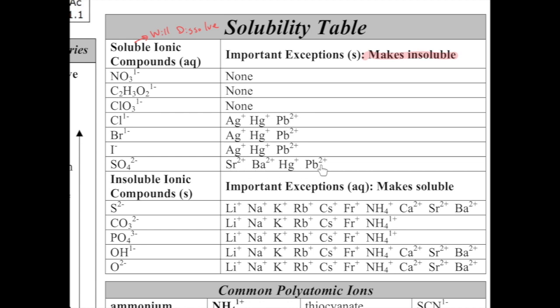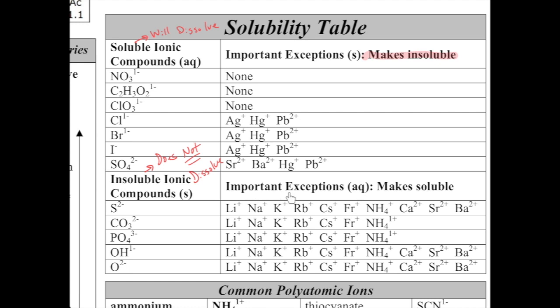And for sulfate, we've got a couple more. So for the most part, if it ends in one of these anions, it will dissolve, except for a few of these. Now the bottom has insoluble ionic compounds. So these anions almost always don't dissolve. That's what insoluble means, does not dissolve. But there are some important exceptions.